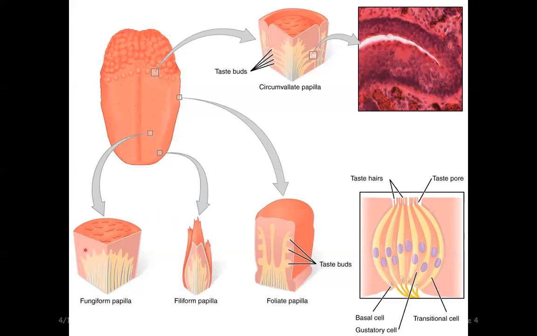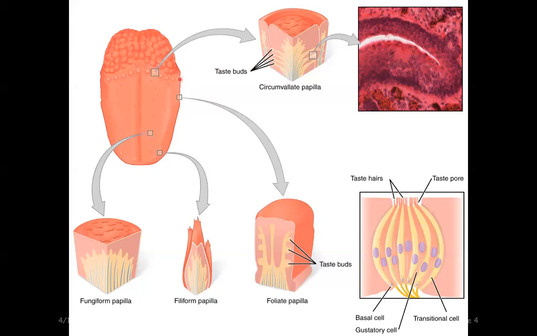Fungiform, or sort of mushroom-shaped papillae, are scattered about the dorsum of the tongue. They have taste buds along their lateral edge. And circumvallate are these 8 to 12 large dome-shaped cones located at the posterior of the tongue in a V-shaped row. So this V-shaped row right here. They also have taste buds along their lateral edges.